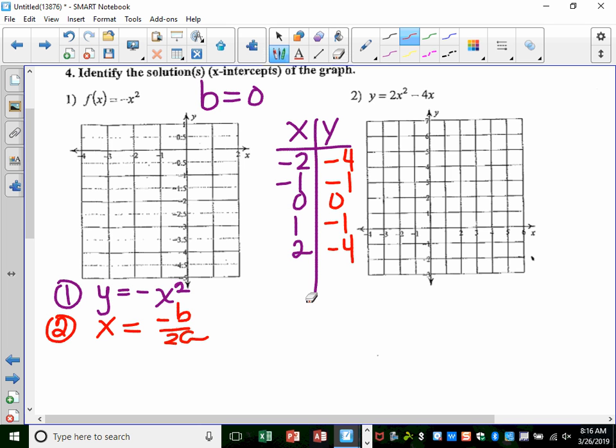And you have to have this t-table. So please just continue to model exactly what I've done here, which is make a t-table for question number 1. Once you have them all plotted, go ahead and connect them, of course put arrows at the end, and double check with your calculator to make sure your graph looks like the graph that's on your calculator.